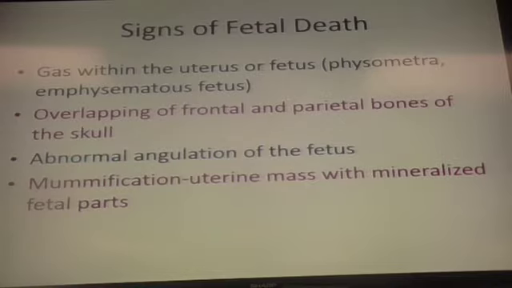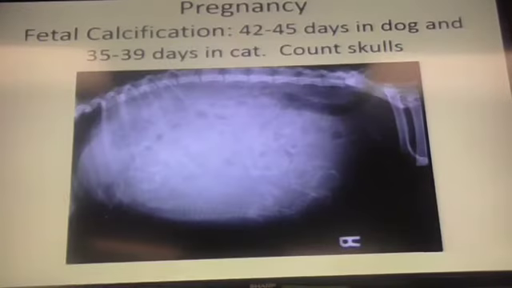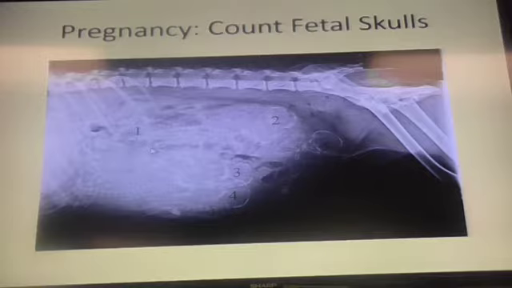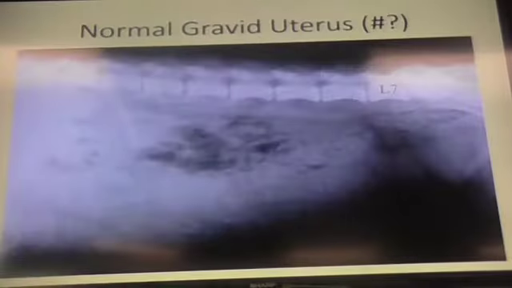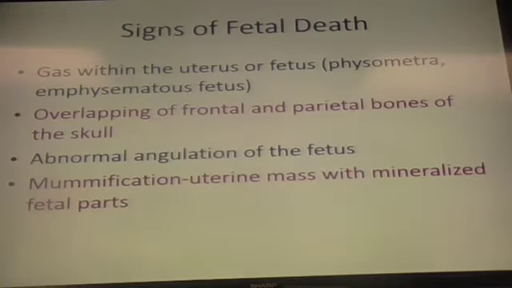Overlap of the frontal and parietal bones. So what does that look like? If you go back, remember I said the open fontanelle? When the fetus dies, the brain shrinks, and then those two tables overlap each other. That's understandable, right? They overlap each other, and that's what we refer to as overlapping of the parietal bones or bones of the skull.